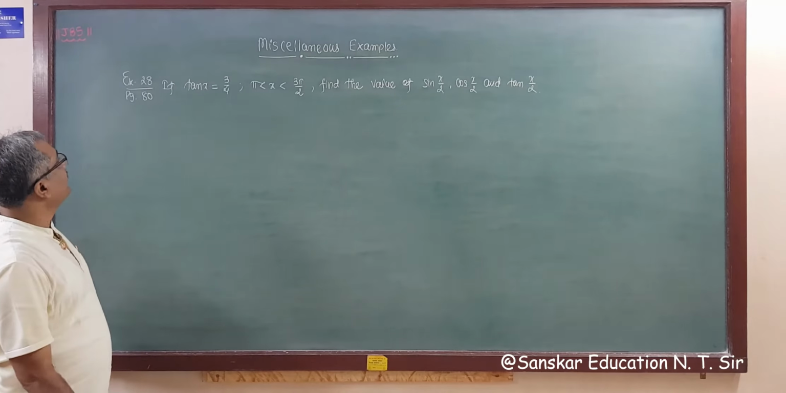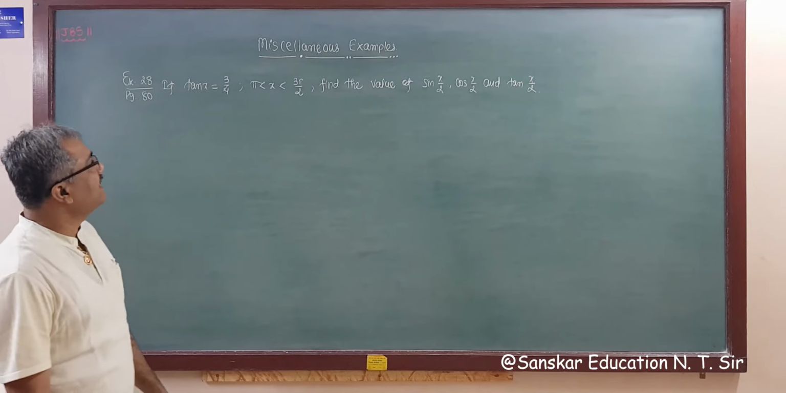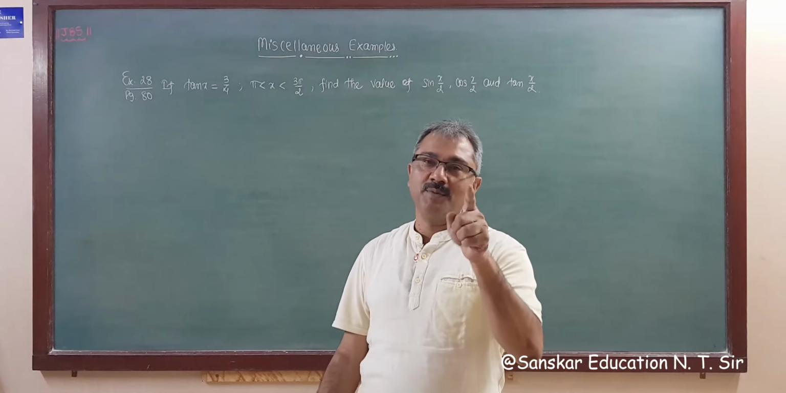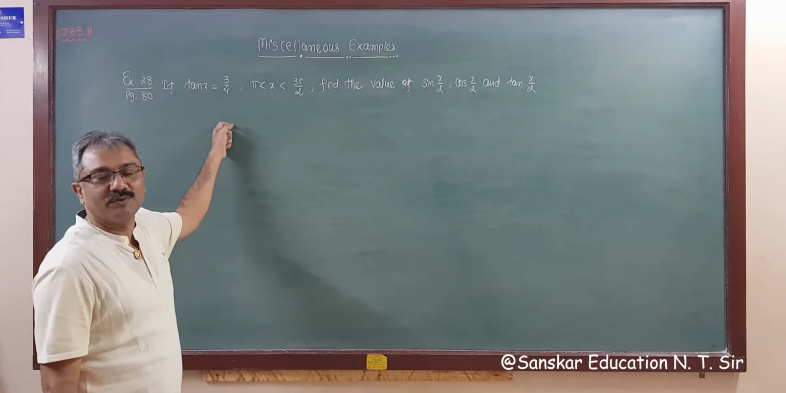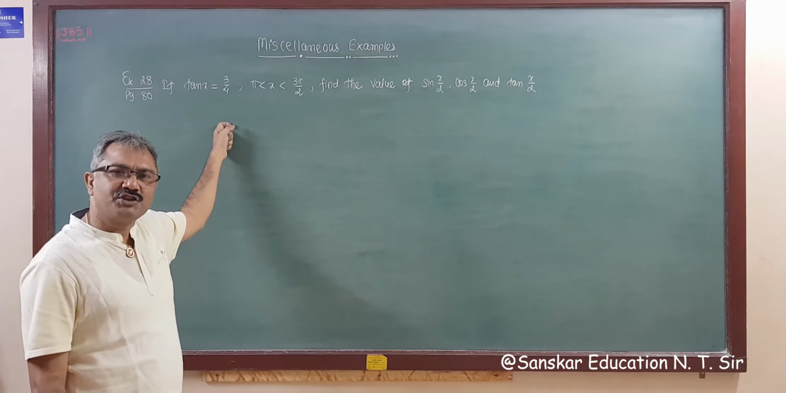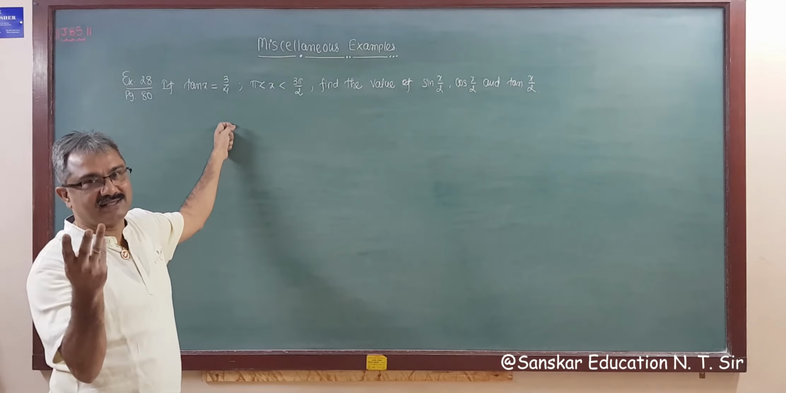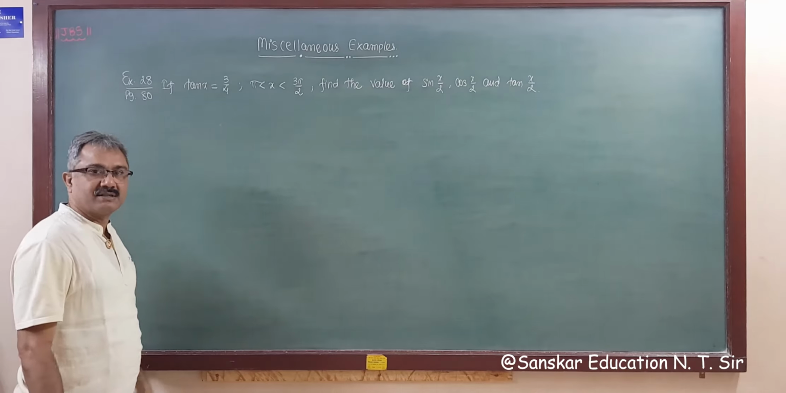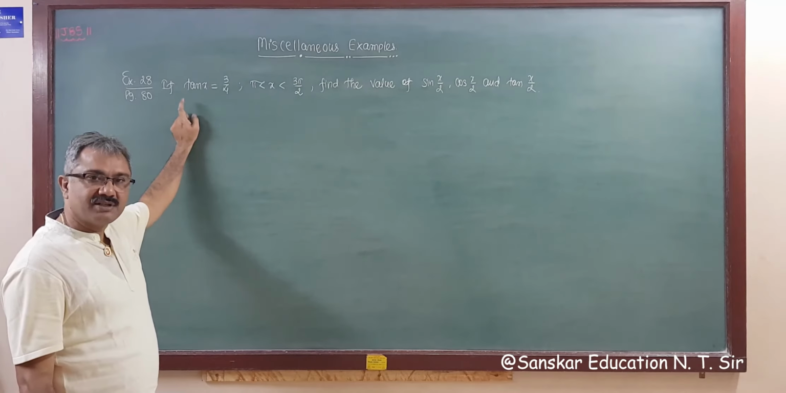Okay, example number 28, page 80. If tan x is equal to 3 by 4, pi less than x less than 3 pi by 2, find the value of sin x by 2, cos x by 2 and tan x by 2. Remember this thing. This is the most important question for your exam. I am going to ask you this question in each and every exam, because there are another 3 questions in your exercise also. So we are going to continue these questions. This is a very important question from your exam point of view.